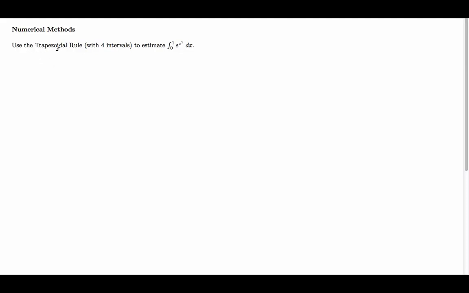This question has asked us to use the trapezium rule with 4 intervals to estimate the integral of e to the x squared between x is 0 and x is 1. Now, as we've been asked to use 4 intervals, we need to split 0 to 1 into 4 equal spaces. So that is 0 up to 0.25. This is the first interval. Then we go from 0.25 up to 0.5, 0.5 up to 0.75, and 0.75 up to 1.